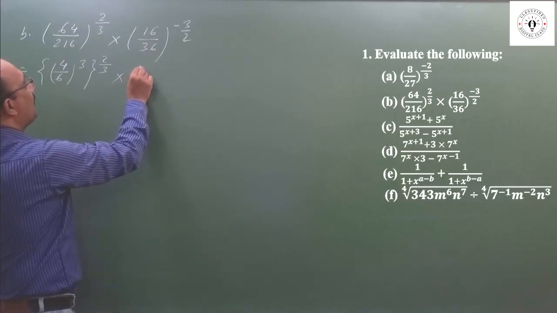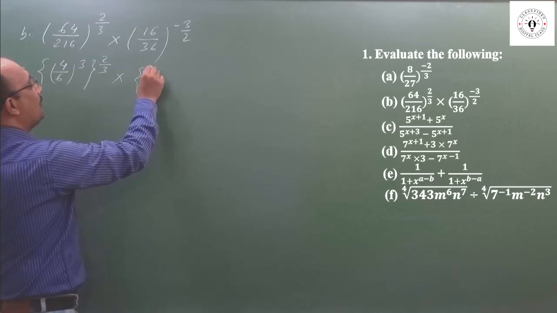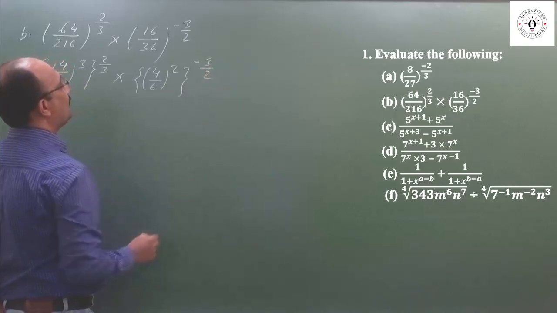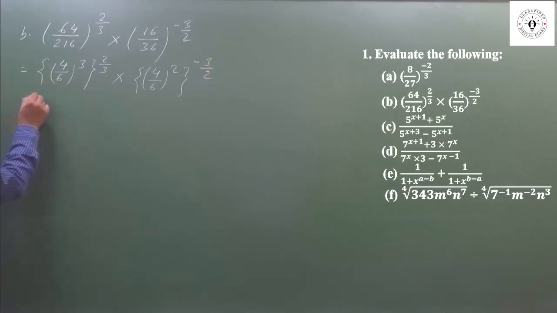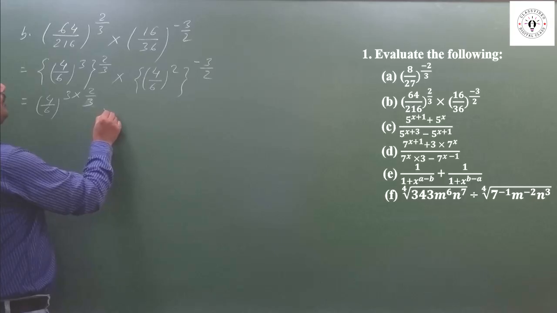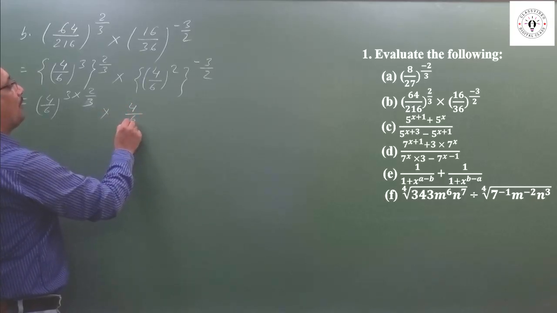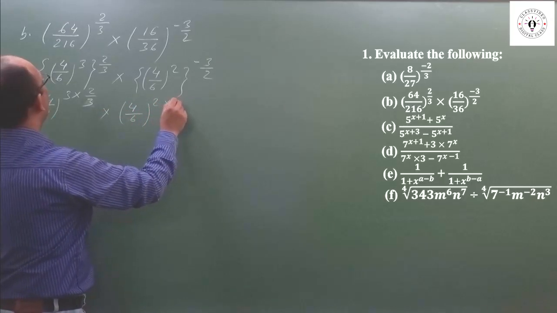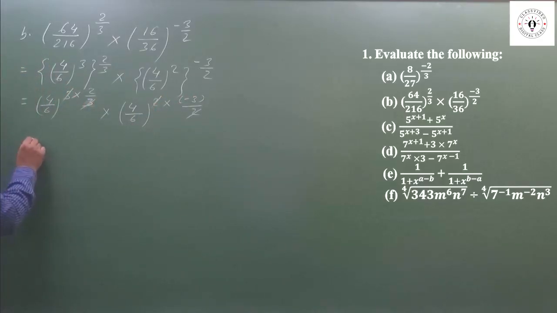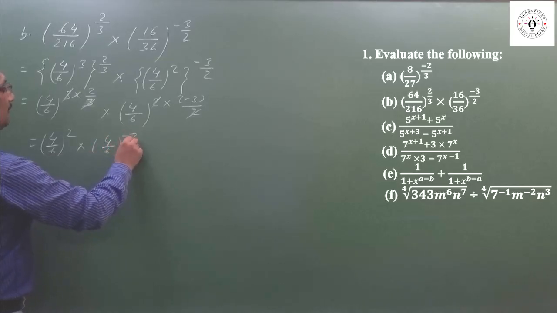So 16 can be written as 4 square. 36 can be written as 6 square. So 4 by 6 whole square. And this whole to the power minus 3 by 2, same. If there is double power, then power is multiplied. So 4 by 6 to the power 3 into 2 by 3, into 4 by 6 to the power 2 into minus 3 by 2. 2 cancel. Here 3 cancel. What is left? 4 by 6 to the power 2. And here what is left? 4 by 6 to the power minus 3.